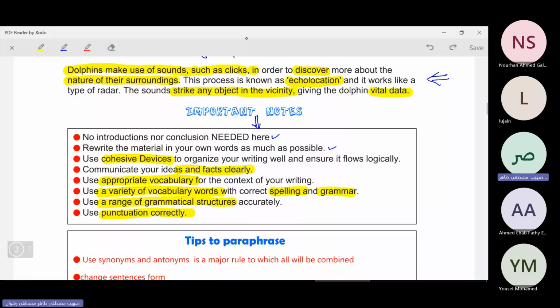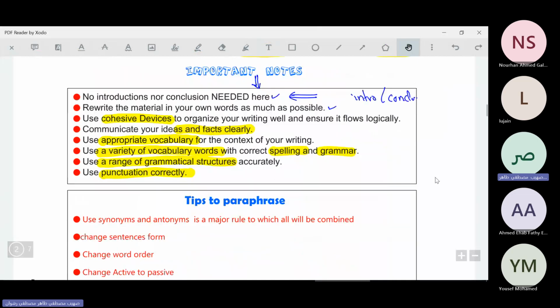As you see here, all of the highlighted parts are similar to any rule of writing we studied: cohesive devices, clear and appropriate communication, a wide range of vocabulary and grammatical structures, and accurate spelling, grammar, and punctuation. But here we added a first point: you don't need to write an introduction and you don't need to write a conclusion. So start directly with accomplishing the requirement of the 3 bullet points. This is a very important note. Dive directly into the bullet points.